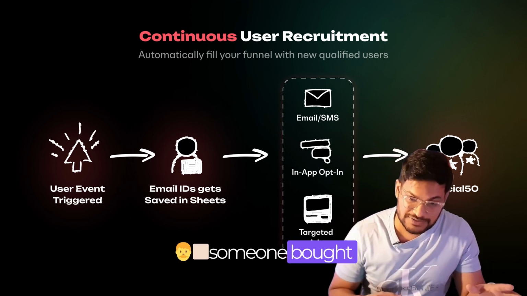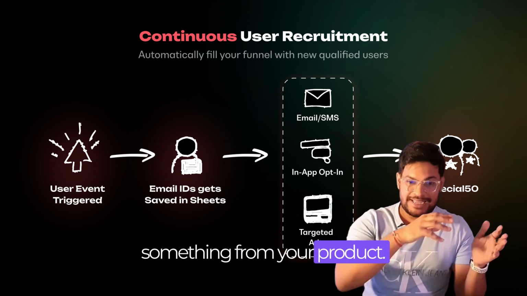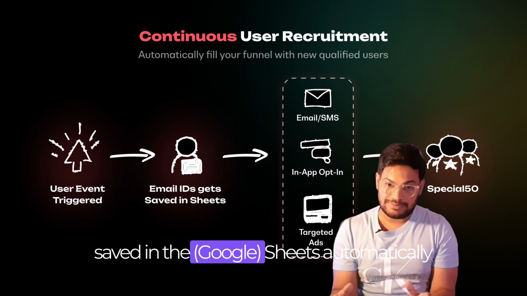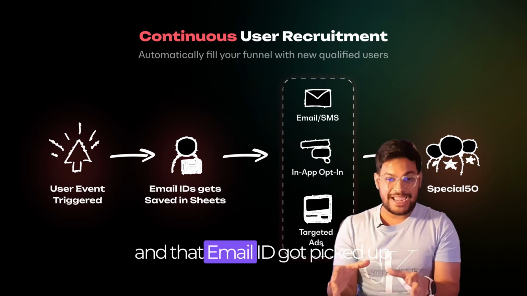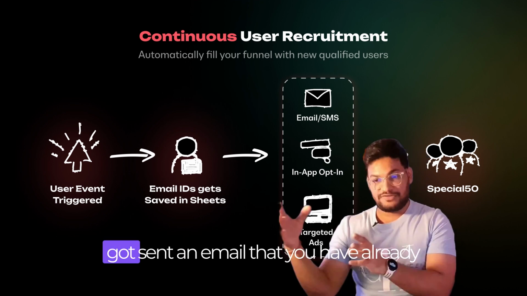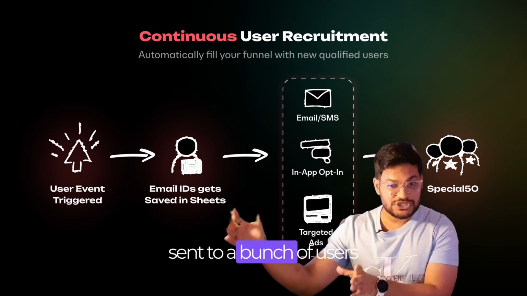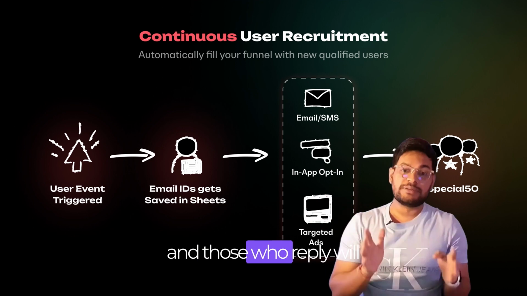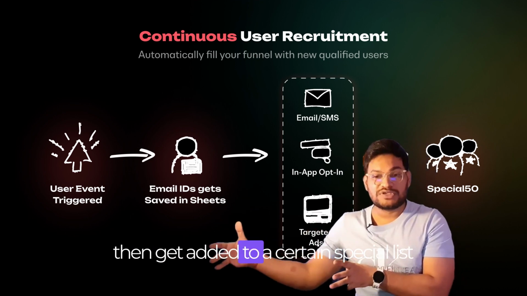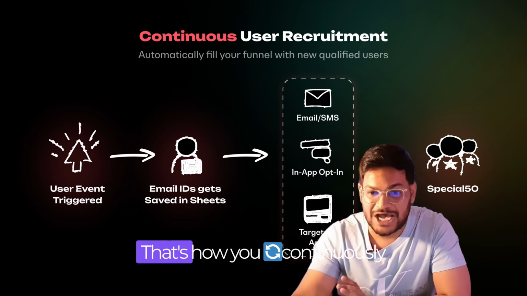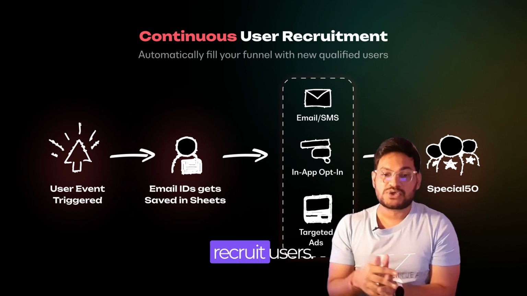Let's say someone bought something from your product. As soon as that event happened, their email ID got saved in the sheets automatically, and that email ID got picked up and sent an email from a template you have already created, sent to a bunch of users, and those who reply will then get added to a certain special list that you are calling special 50. That's how you continuously recruit users.